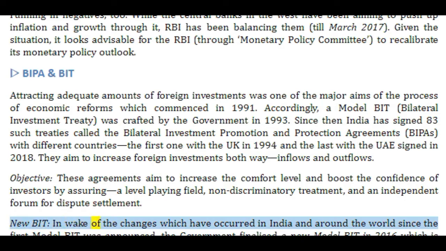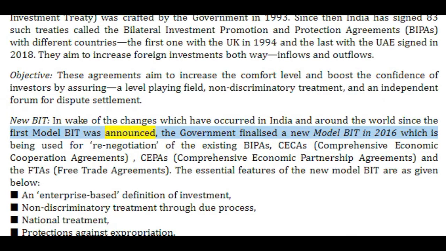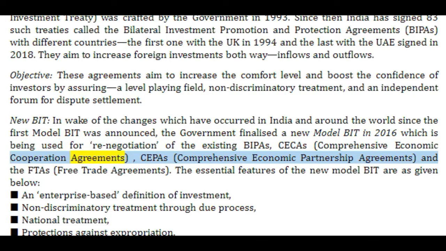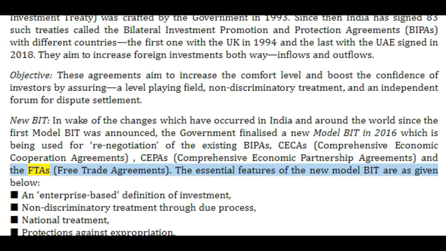New BIT. In wake of the changes which have occurred in India and around the world since the first model BIT was announced, the government finalized a new model BIT in 2016 which is being used for renegotiation of the existing BIPAs, CECAs, Comprehensive Economic Cooperation Agreements, CEPAs, Comprehensive Economic Partnership Agreements, and the FTAs, Free Trade Agreements.